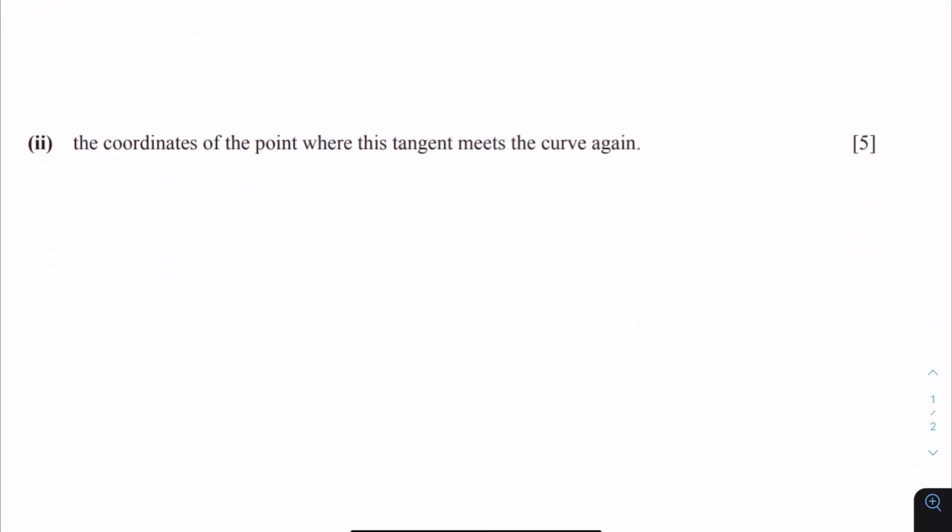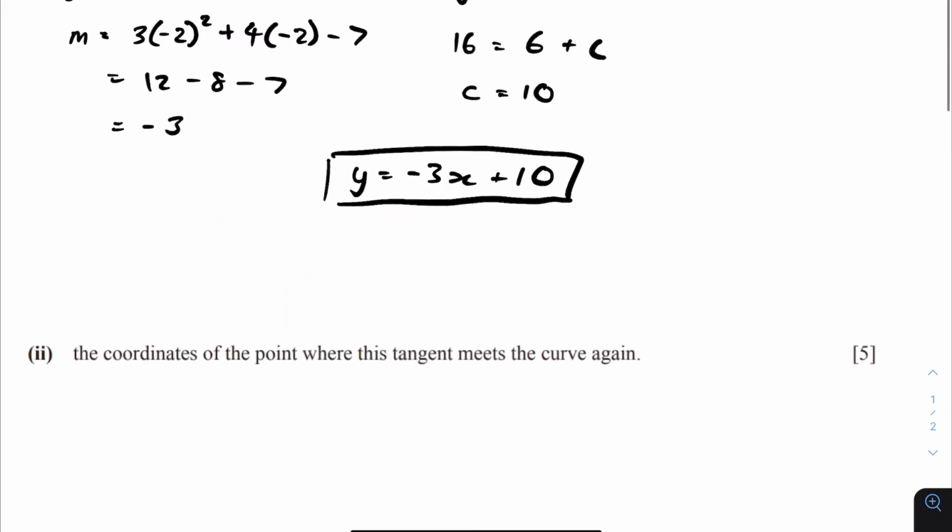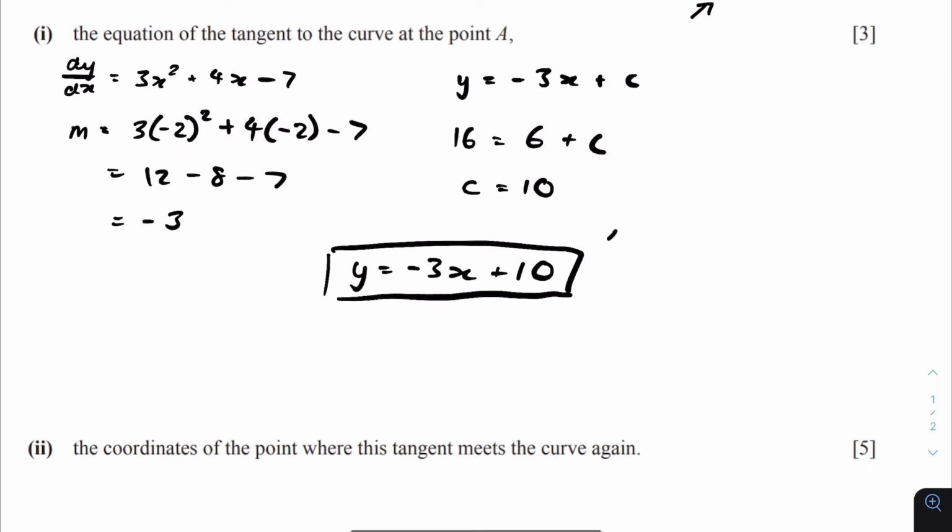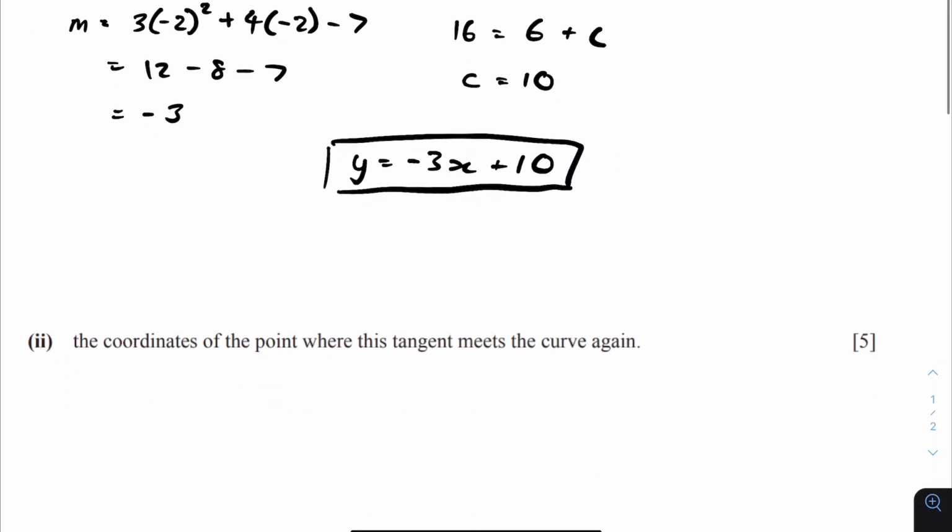So we have to find the coordinates of the point where the tangent meets the curve again. What we have to do is equate the tangent with the actual curve, because then we'll see the two distinct points where they meet. So let's do that right now.